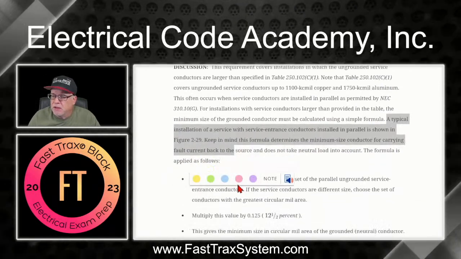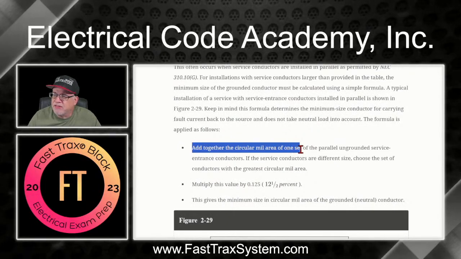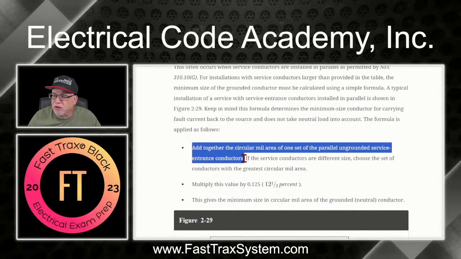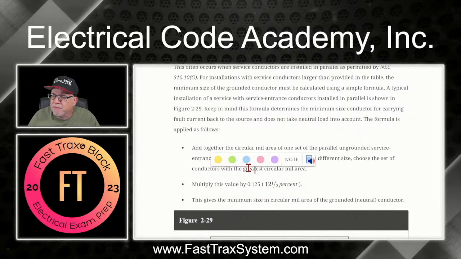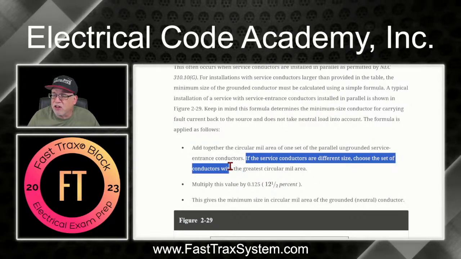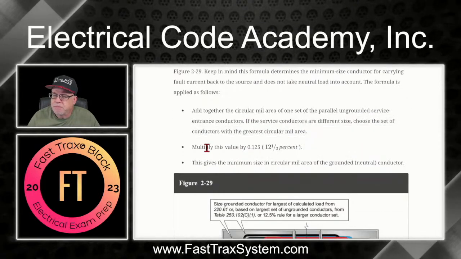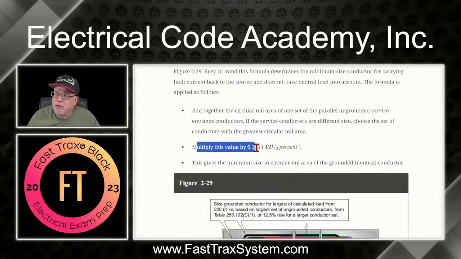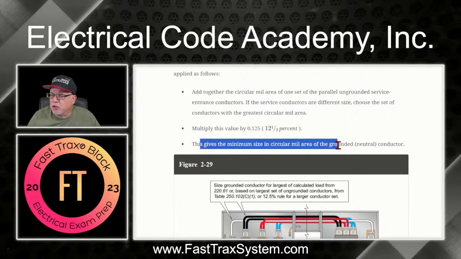All right. So what are you doing here? You're adding together the circular mill area of one set of the parallel ungrounded conductors. Now one set means all of the A's, the B's, the C's, whatever you might have. If the service conductors are different sizes, choose the set of conductors with the greatest circular mill, the larger. Now, multiply the value by 12.5%, and this gives you the minimum size in circular mill for the application.